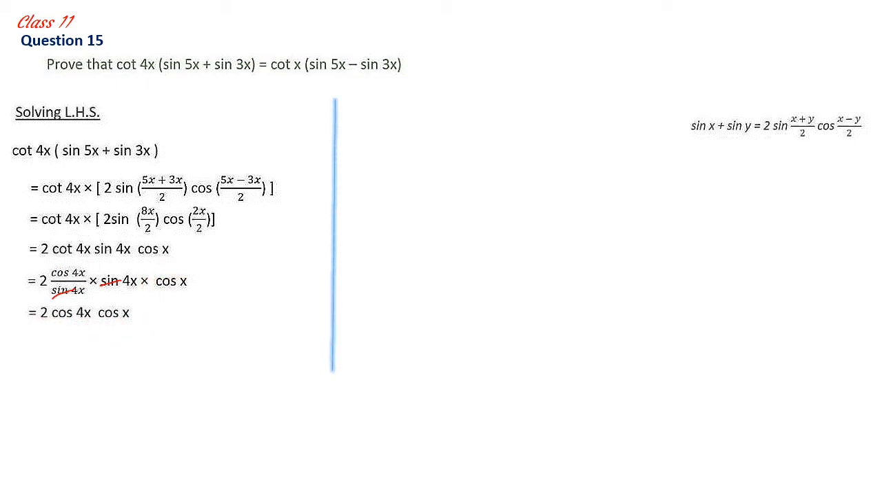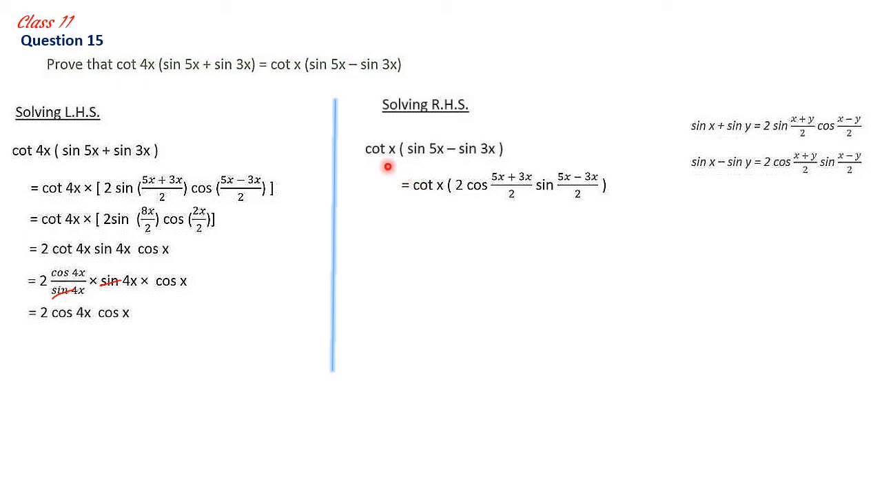Then we are moving on to the right hand side, because when you check, the left hand side has no connection with the right hand side, so we need to do the right hand side separately and make it equal. That is what we are going to do. Cot x into sin 5x minus sin 3x. You see here this is in the form sin x minus sin y. Sin x minus sin y is 2 cos x plus y by 2 sin x minus y by 2.